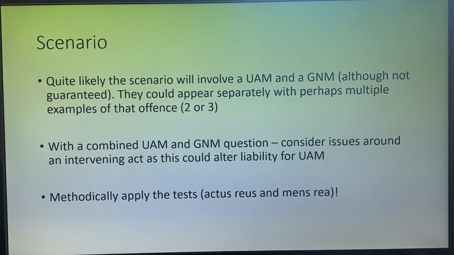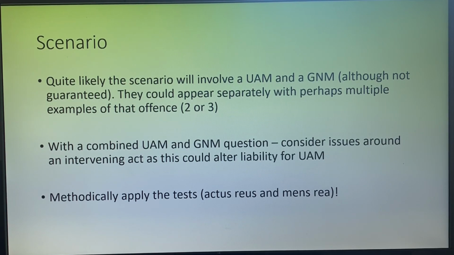With the combined UAM-GNM question, make sure you consider issues around any intervening acts. Quite often what we've seen in old specifications or model example questions is they'll start off with a UAM and then there could be a GNM by a doctor towards the end. So obviously consider that the GNM by the doctor could be an intervening act, meaning that the person at the beginning is not guilty of unlawful act manslaughter, if you follow what I just said.